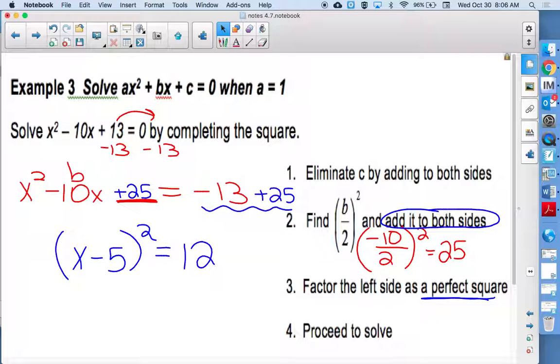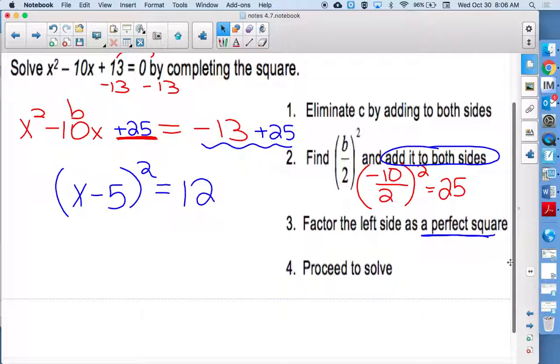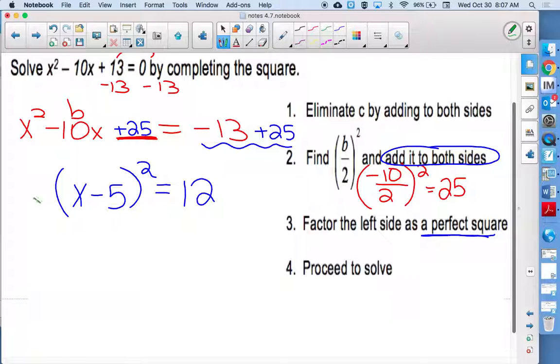So the last part is to solve. Now that I have something in parentheses and you're solving it, how would you solve that? Jack? Right, so we're still using that square root process. That's not going away. It's just that we have to create the problem to get it to work for us. So this is x minus 5. Jack, what do we do with the square root of 12?